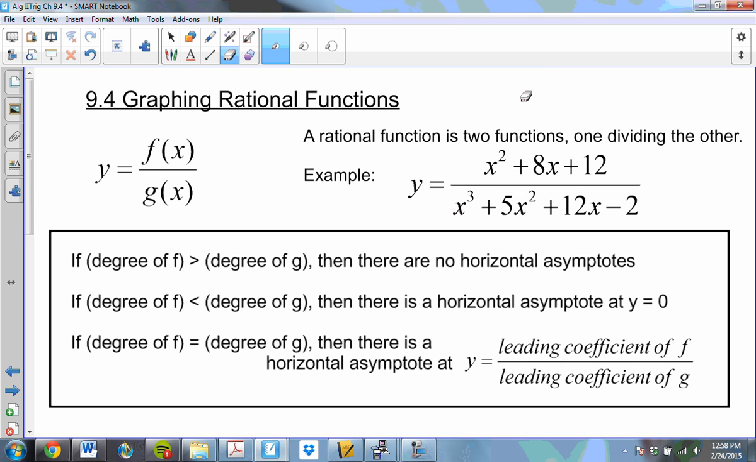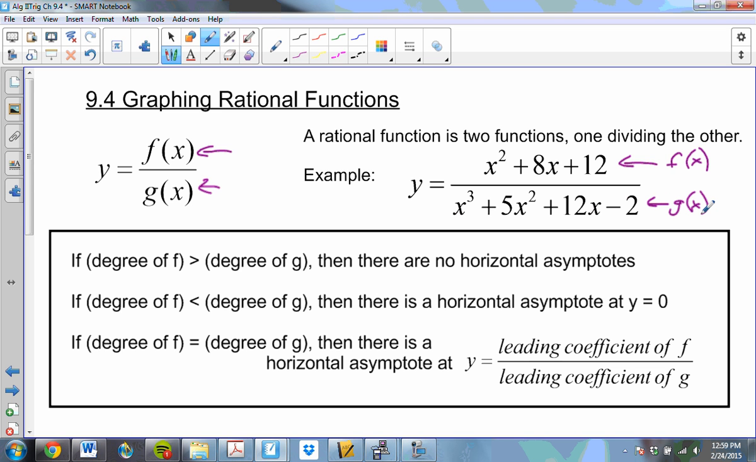Well, rational functions are really if you take two functions, f of x and g of x, and divide them by each other. So for example, over here, here's our one function, we'll call this one f of x, and here's our other function, g of x. And because we have this division with x's on the bottom, we still have to worry about asymptotes. This box here shows the rules for the horizontal asymptotes.